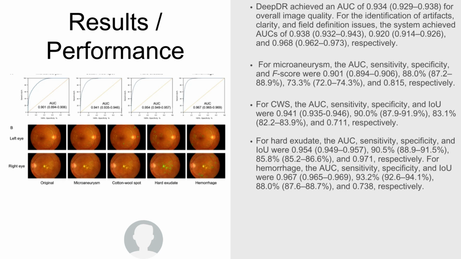For CWC, the AUC, sensitivity, specificity, and IOU were 0.941. For hard exudate, the AUC, sensitivity, specificity, and IOU, that is intersection over union, were 0.954, 90.5%, and 85.8% respectively. For hemorrhage, the AUC, sensitivity, specificity, and IOU were 0.967, 93.2%, 88%, and 0.738 respectively.